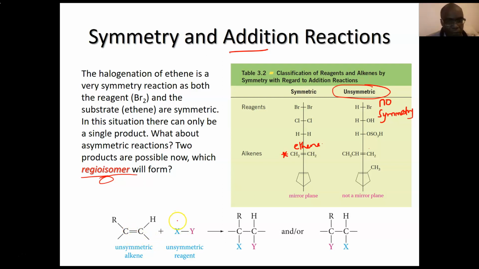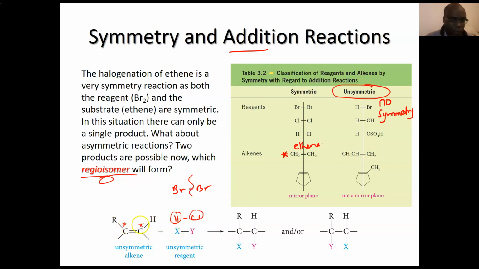So again, let's say you have an unsymmetrical reagent reacting with an unsymmetrical alkene. So for example, let's assume you have HCl. That's unsymmetrical compared to Br2 added on a double bond. This is symmetrical. This HCl is not symmetric. So the question is, where will the H end up? Will it be on this or this carbon? And where will the chlorine end up? Will it be on this or this?